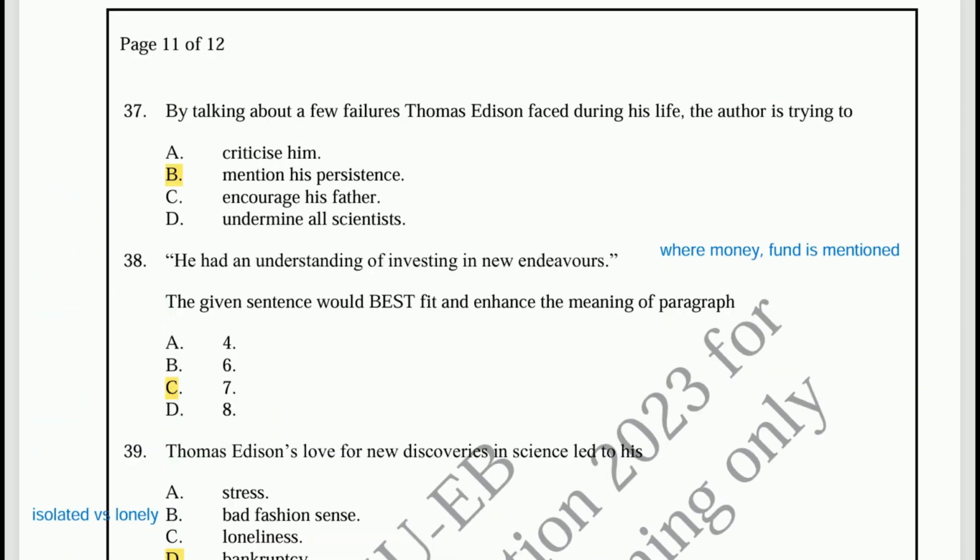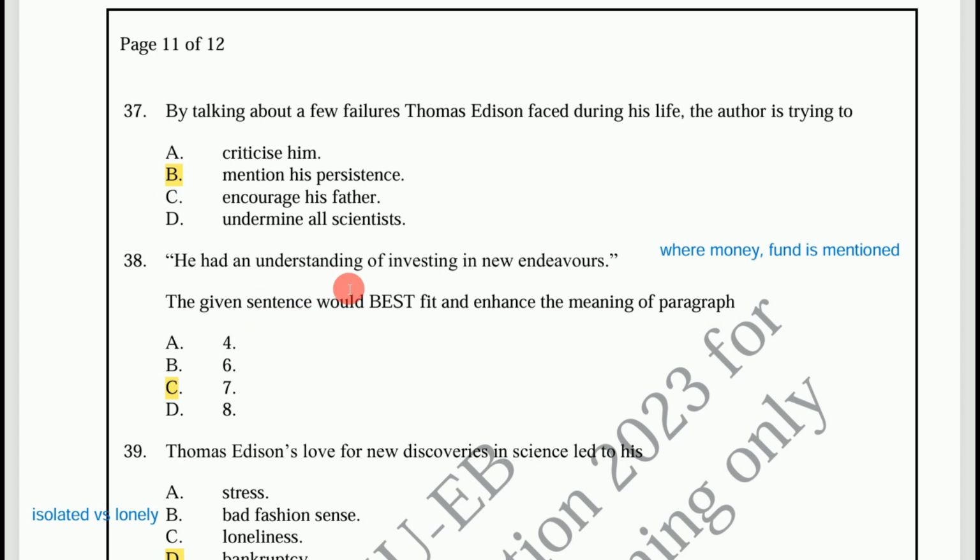Next question. By talking about a few failures Thomas Edison faced during his life, is the author trying to criticize him? No, the only purpose of mentioning the failures of Thomas Edison is that despite all these failures, Thomas Edison didn't give up. He remained consistent and persistent. So it's about showing his persistence.